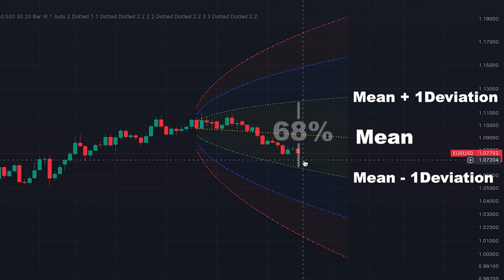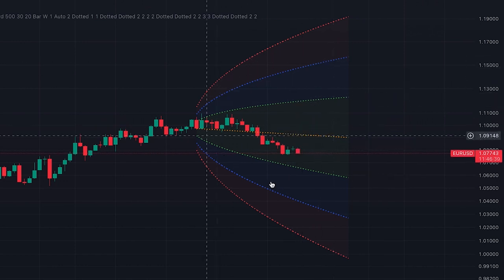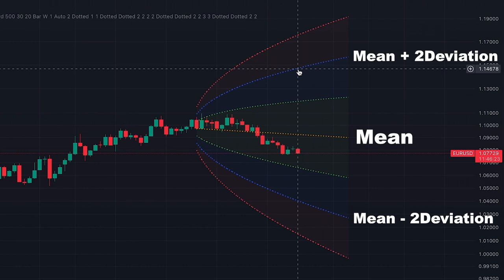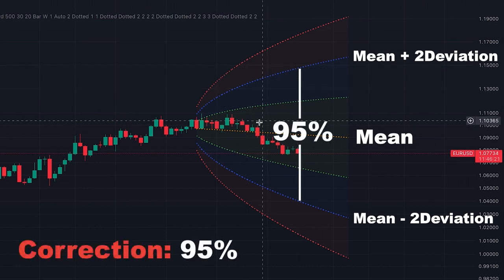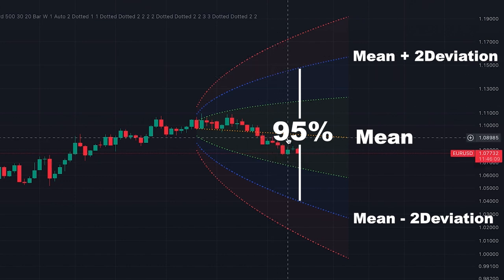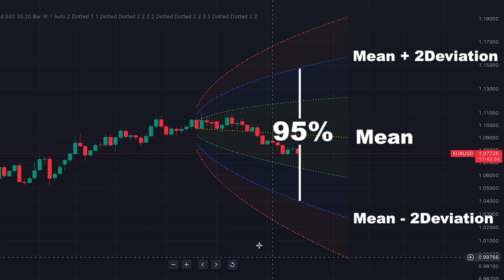Statistically, it's proven that 68% of the price movement stays inside the first cone. So if the price goes outside this green cone, there is 68% probability that the price will come back to the cone and approach the mean. The second cone, which is in blue color, is actually 2 deviations from the mean. It's statistically proven that 90% of the price movement stays inside the second deviation cone. So if the price goes outside this blue cone, there is 95% probability to have a reversal.